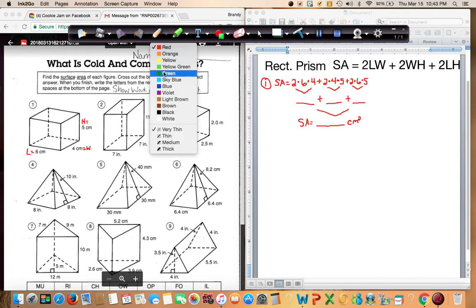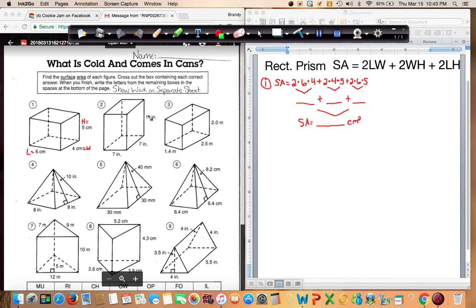Alright, let's change our color and do number 2. We're going to make our length 7, our width 7, and our height is going to be 11. Alright, so we'll come over here and we'll do number 2.